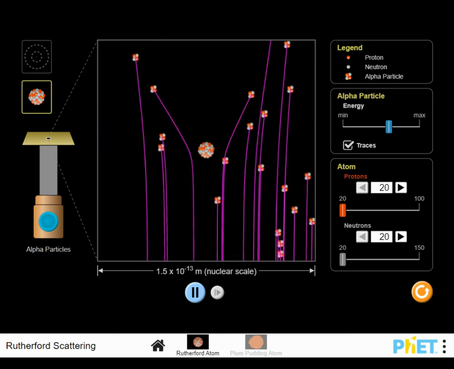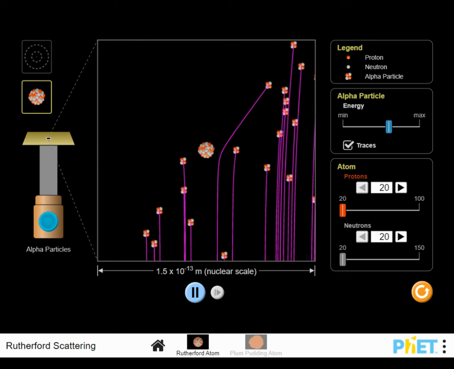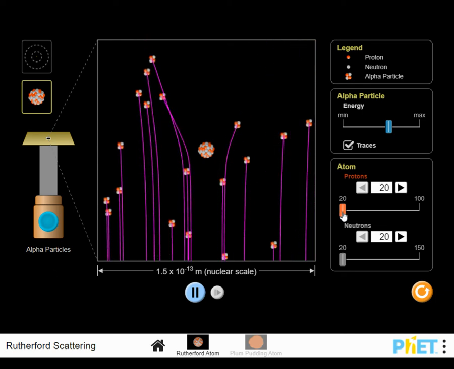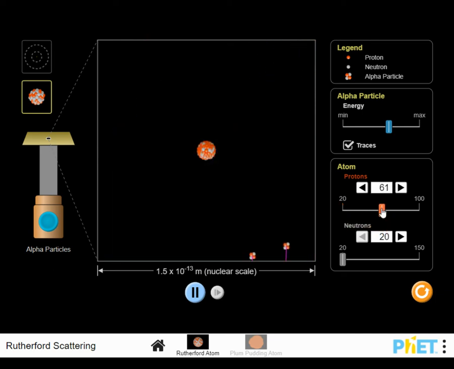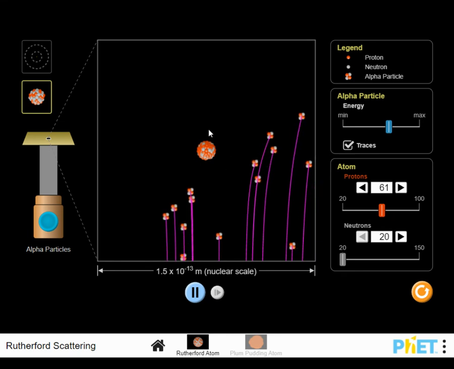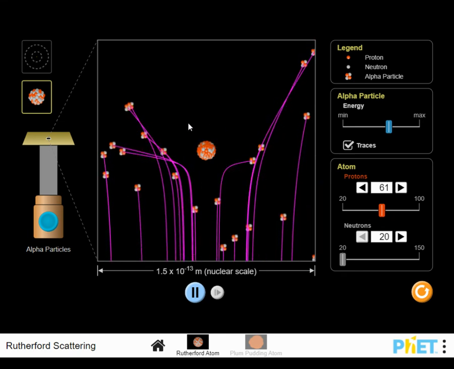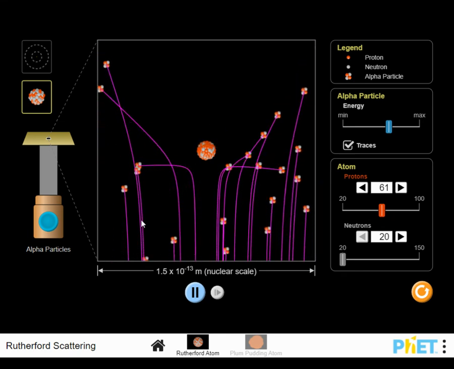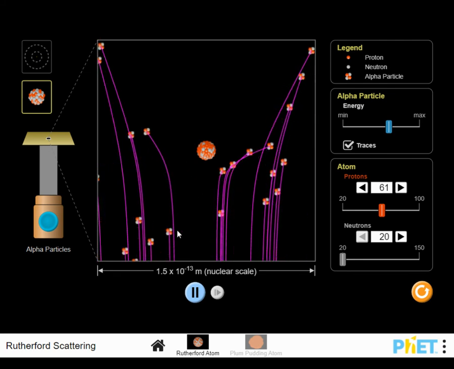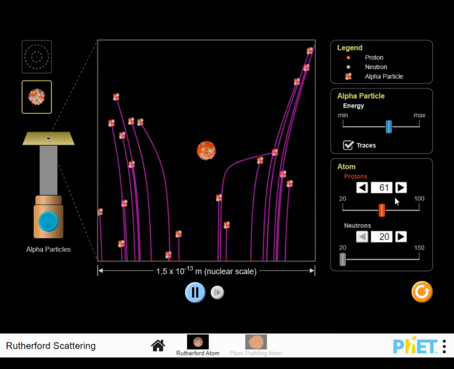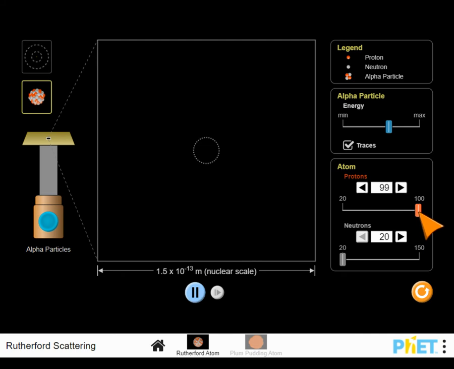Number 6 says click on the red or gray sphere. We already did that. And reset the number of protons to 60. So we're going to go to 60 like we did before. But this time we're looking at the nucleus of what alpha particles are being shot at. We can see that deflection really well now.